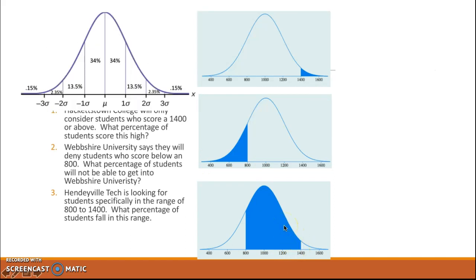Let's revisit that toolkit chart with our 68, 95, 99.7 rule and apply it to each one of these three situations to calculate those percentages. For Hackettstown College, we're at 1,400, which matches on our graph to two standard deviations above. Capturing both of these, we have 2.35 plus 0.15, which gives us 2.5% of students who could be considered for Hackettstown College. So clearly it's some sort of exclusive, very important institution that few students would be considered for.